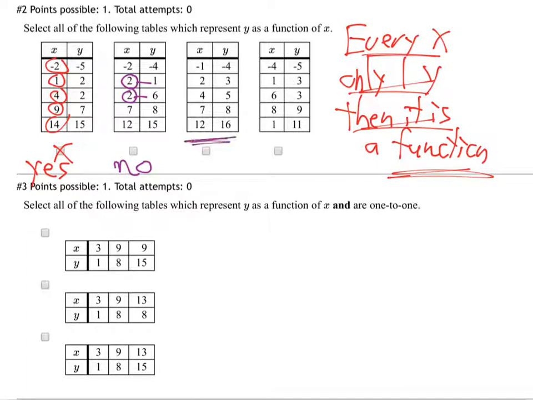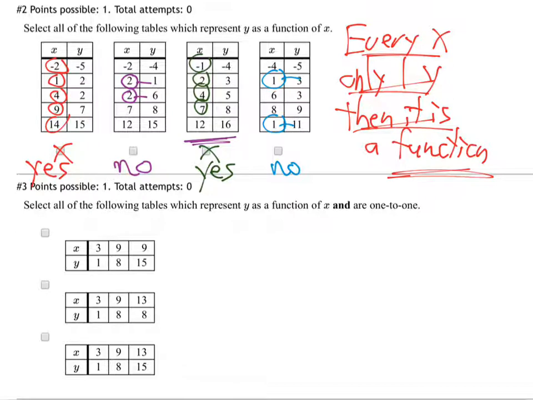How about this third one here? Is this one a function? Yeah, every X is going to only one Y. It's a yes. How about the last one? Is it a function? No. You have the same X there going to two different Y's. That one's a no. Easy enough?